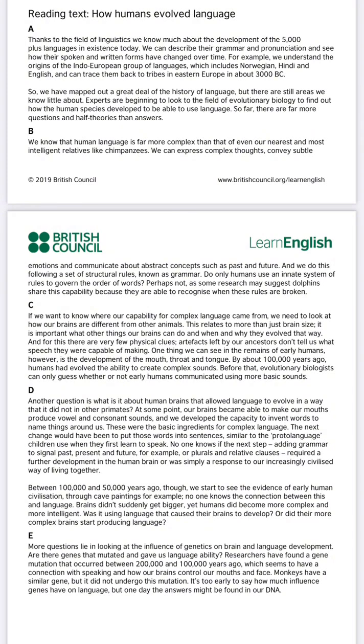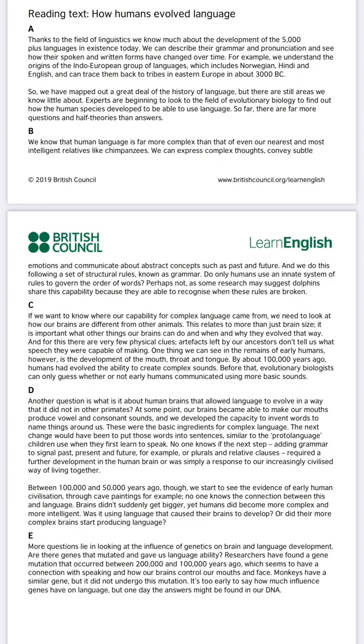There was the basic ingredient for complex language. The next change would have been to put those words into sentences, similar to the proto-language children use when they first learn to speak. No one knows if the next step, adding grammar to single words, such as past, present, and future, for example, or plurals and related clauses, required a further development in the human brain or was simply a response to our increasingly civilized way of living together. Between 100,000 and 500,000 years ago, though, we start to see evidence of early human civilization, through cave painting, for example. No one knows the connection between this and language.